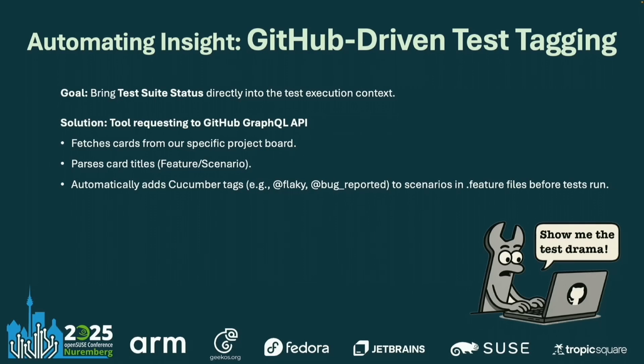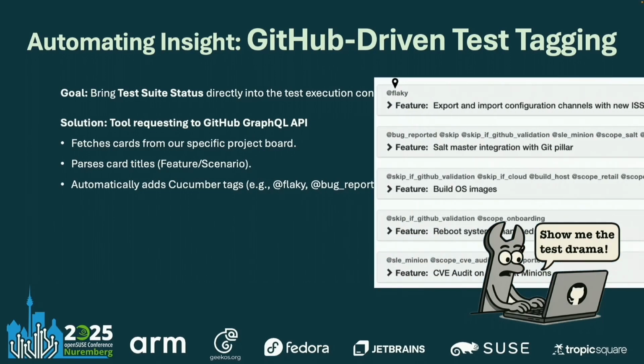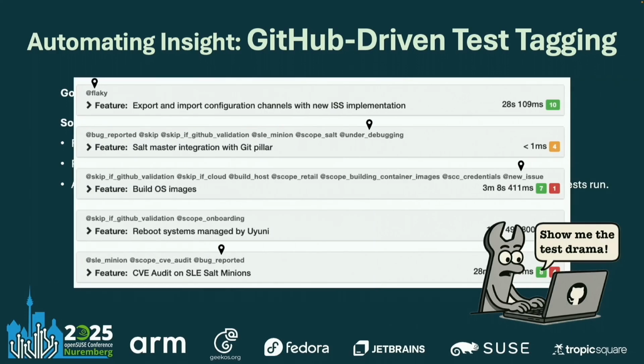Then here's the really clever part. The script automatically adds Cucumber tags right into our Gherkin feature files. These tags match the column of the card on that board. So a test scenario might automatically get tagged with flaky, bug reported, under debugging, and other different tags. And it looks like that.